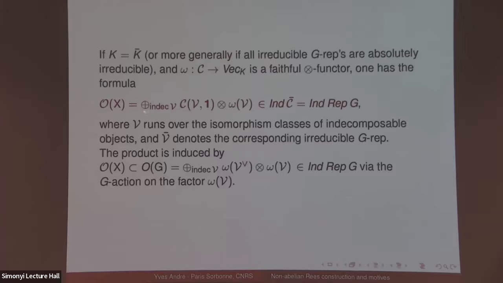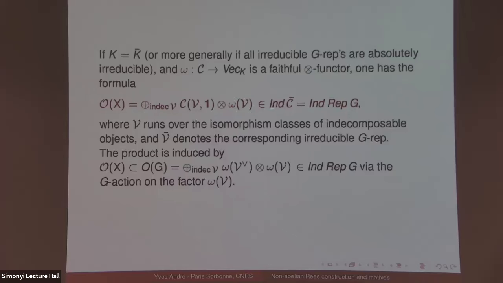This is a sum over all indecomposable objects in C, which is the same as irreducible representations of G, of the morphisms between this object and the unit object, tensored with the dual of this object. It is an infinite sum in general, and this is in representations of G, where G acts only here, right?